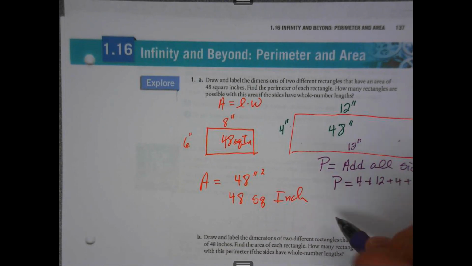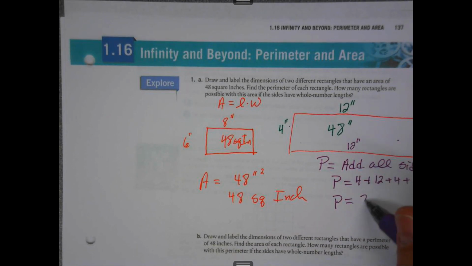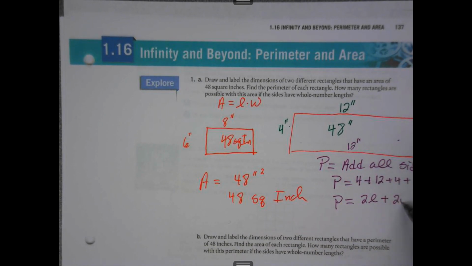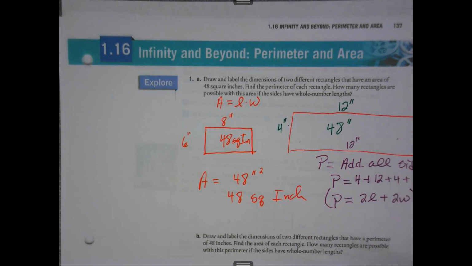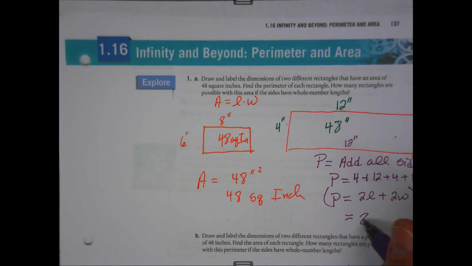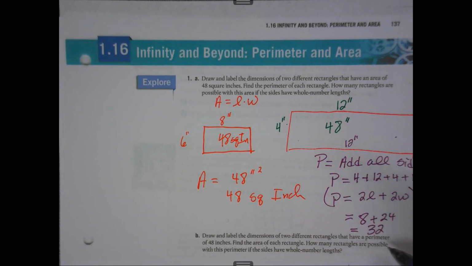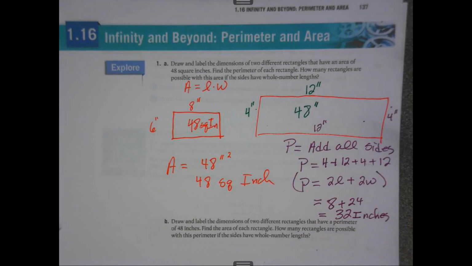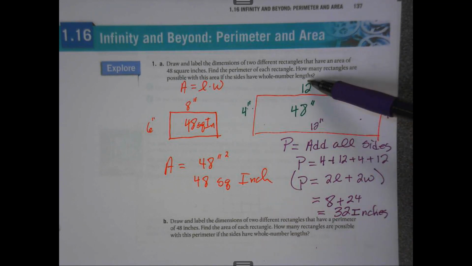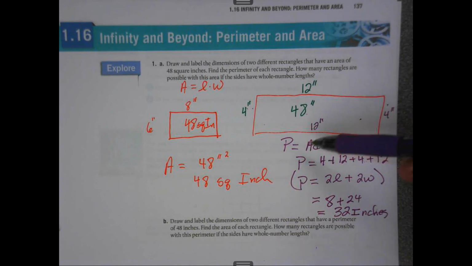Another way to write perimeter is 2 times the length plus 2 times the width. See how we got 2 fours? That gives us 8, and 2 12s gives us 24. So here we have 32. Now this is linear, so it's not inches squared, it's just inches. So the difference between area and perimeter: area, you multiply to get the squared inches. Perimeter, you just add all the sides to get the linear inches.